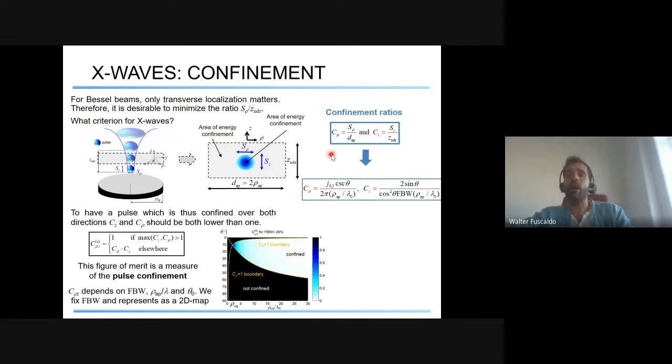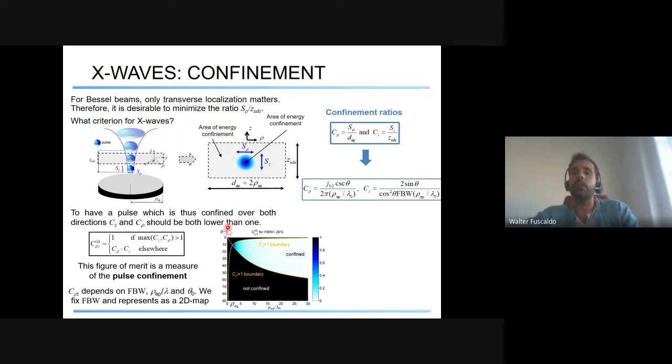If we now combine these two confinement ratios, and we say that our pulse will be confined only when both the confinement ratios along the radial and the longitudinal direction are smaller than 1, we will get this nice figure reported here that shows this metric of confinement as a function of the aperture radius along the x-axis and the axicon angle over the y-axis.